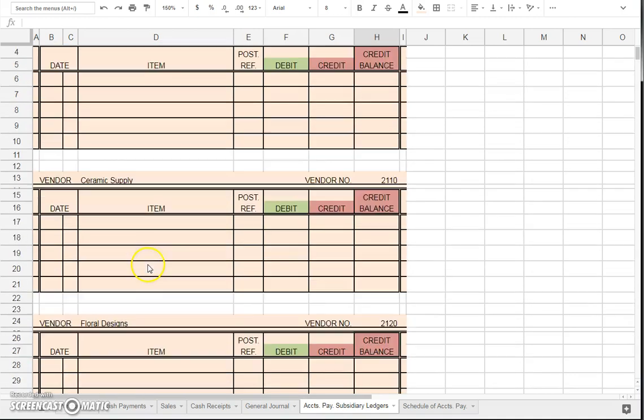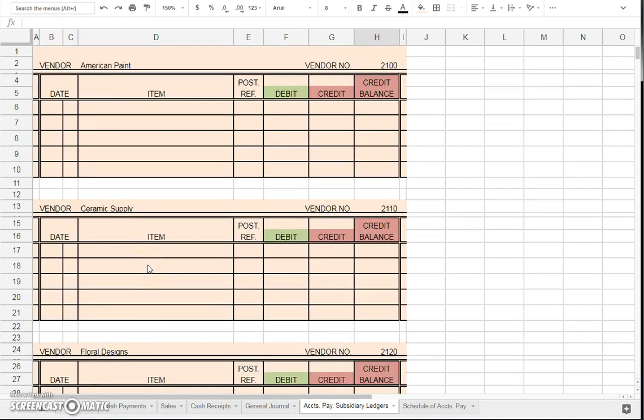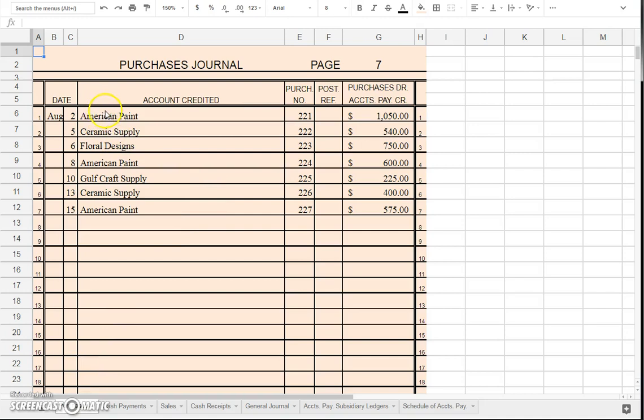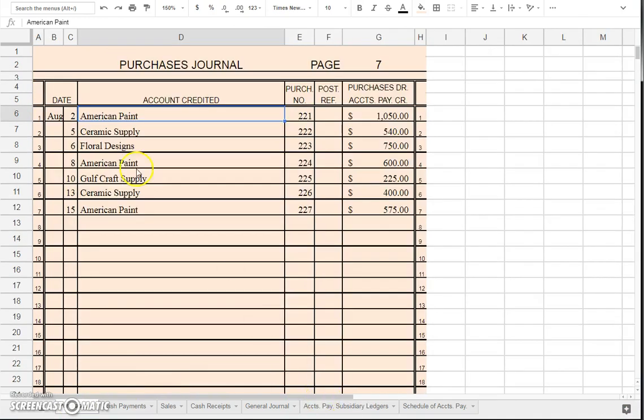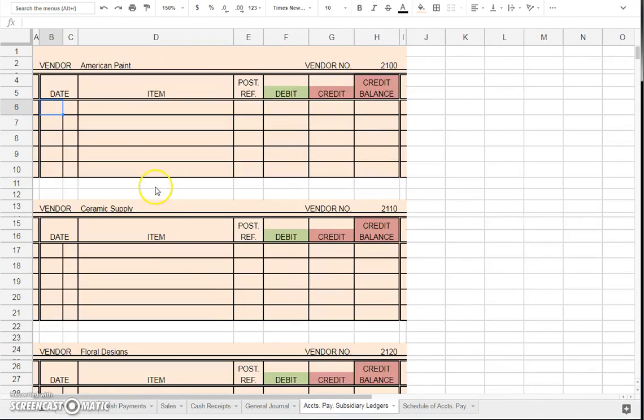Okay, so now I'm going to start recording transactions into my ledgers, and I'm going to start with the purchases journal. So American Paint, accounts payable credit, that's very important, for $1,050. I'm going to go over here and find American Paint right here. The date is August 2nd, so I put August 2nd.